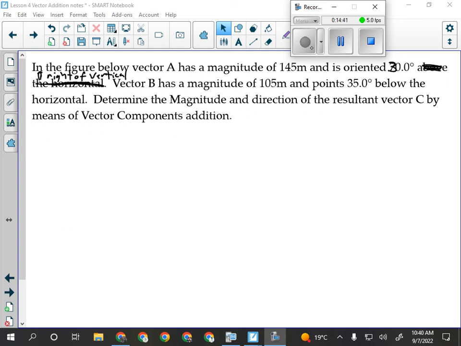So my first vector is 145 meters long, and it's 30 degrees right of vertical. So if I'm drawing that, I'm going to draw a line that's vertical, and then I'm going to go 30 degrees to the right of it to draw my vector. Okay, so that's going to look like this.